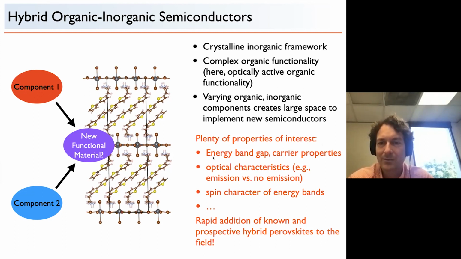Optical characteristics are probably the leading spectroscopic quantity of interest, and also for applications, of course. But other quantities are coming in as well. So magnetic semiconductors have been of interest for a long time, but semiconductors that are not themselves magnetic, but allow for spin transport, so controlled transport of spin polarized carriers, are also quite interesting. And I could go on with this list. It turns out there are a lot of properties that people are actually exploring in these semiconductors. And so there's a very rapid addition of known and prospective hybrid semiconductors going on in this field.